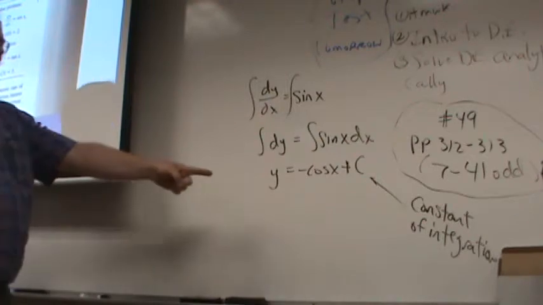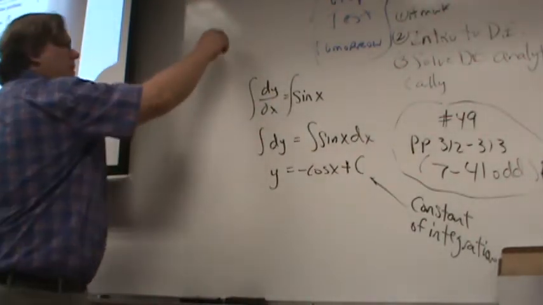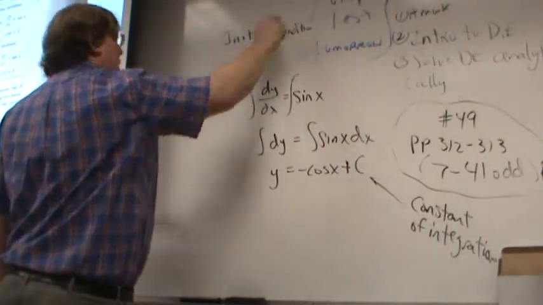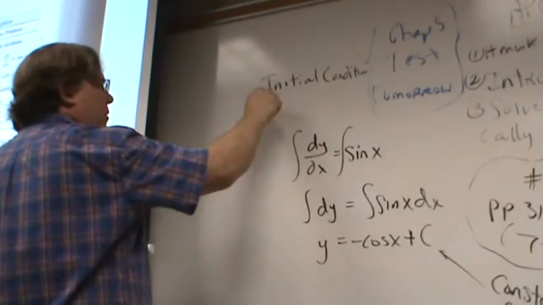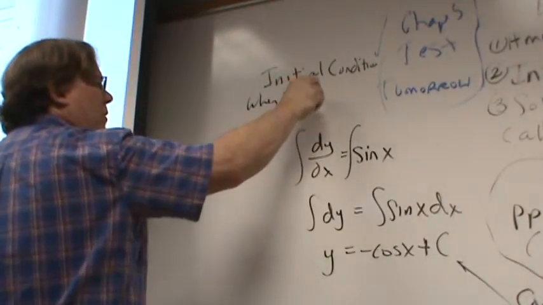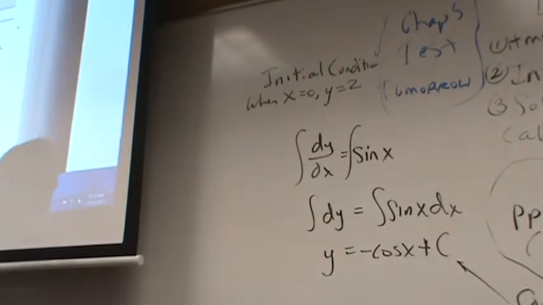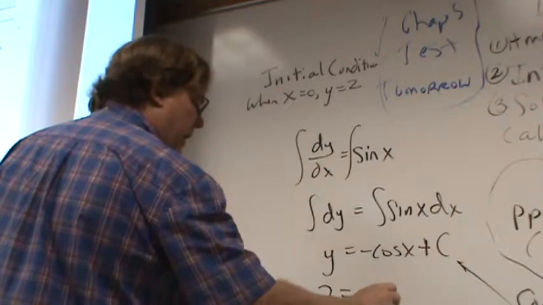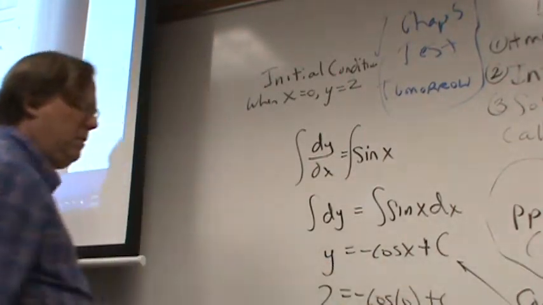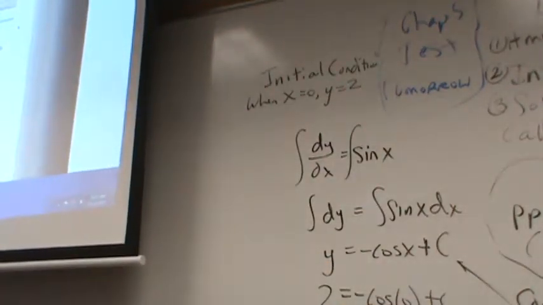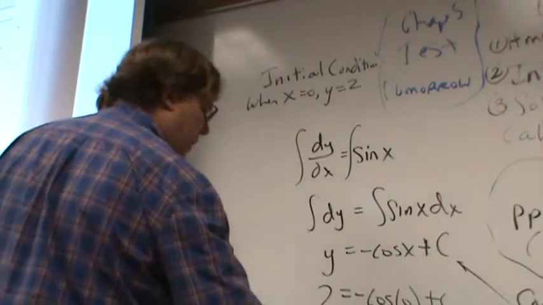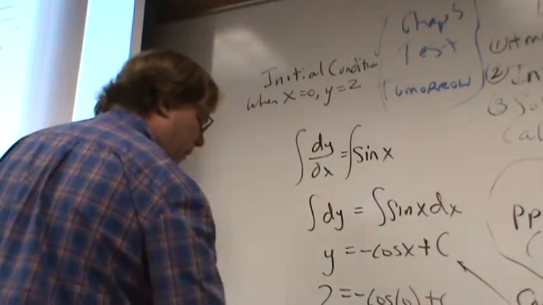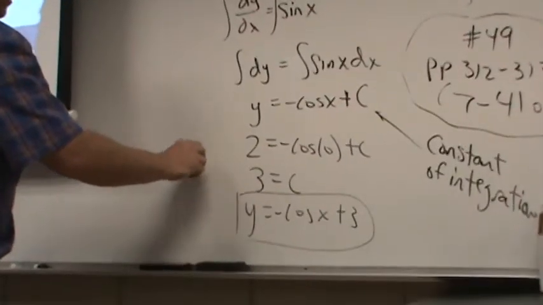And the way I'm going to find the constant of integration is by using my initial condition. In this case, my initial condition is y of 0 equals 2. When x equals 0, y equals 2, that's my initial condition. So I'm going to stick it in. I'm going to have a 2 for y, negative cosine of 0 plus c. The cosine of 0 is 1, so I end up with 3 equaling c. So I get y equals negative cosine of x plus 3. And this here is the particular solution.